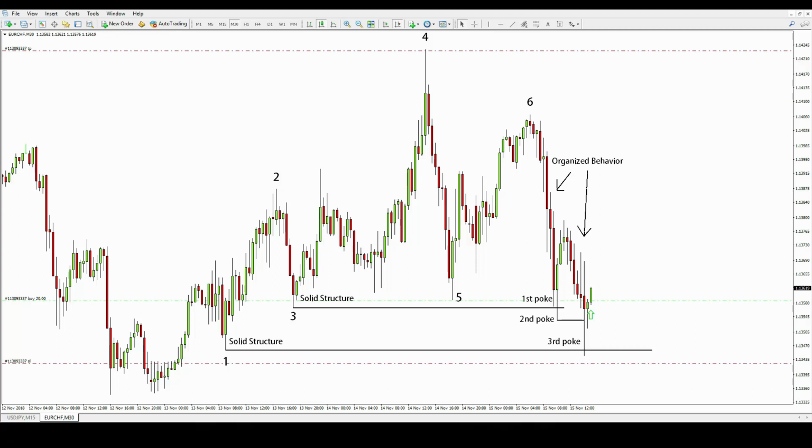The key here was to identify that second leg of the organized behavior. That should tell you that this sort of thing can happen, and market makers can get surprised also when they see that the order cluster they were originally targeting is not enough for their tricks.